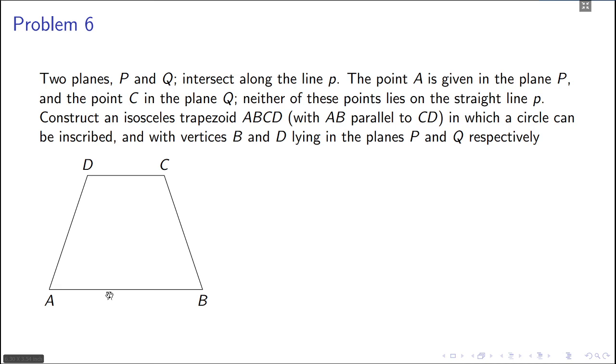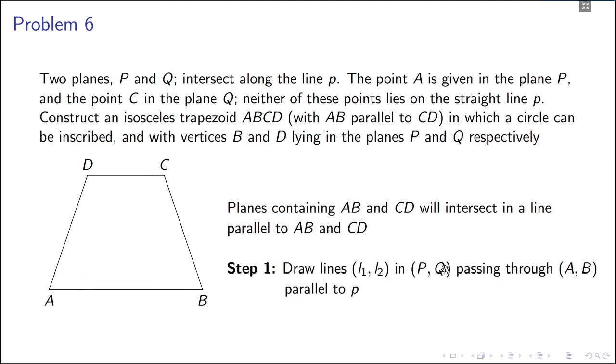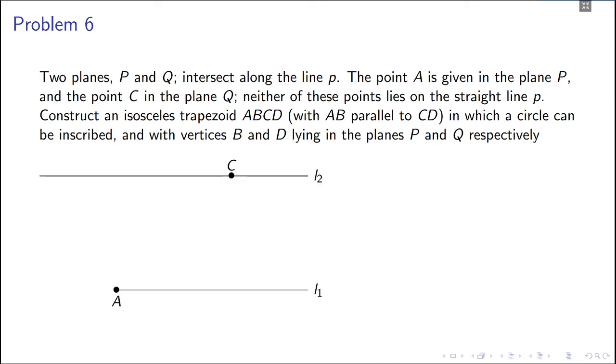Okay, so that will give you step 1 of the construction. You have to construct lines in both planes which are parallel to the given line P. So that's step 1: draw L1, L2 in P and Q respectively, which pass through A and B, and both L1 and L2 are parallel to P. Okay, so that's how it is.